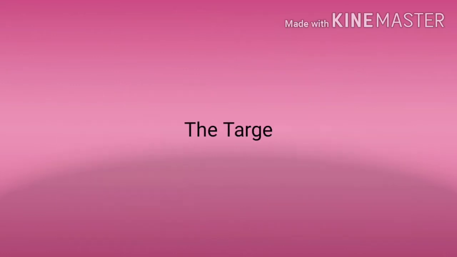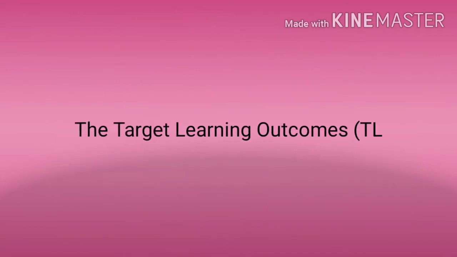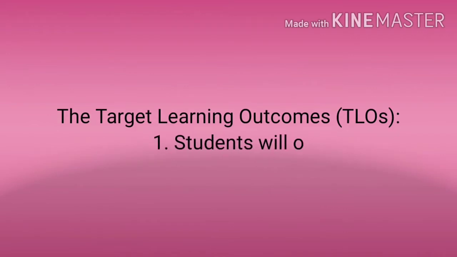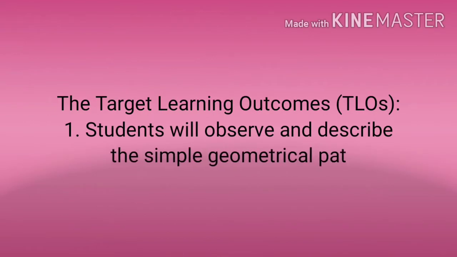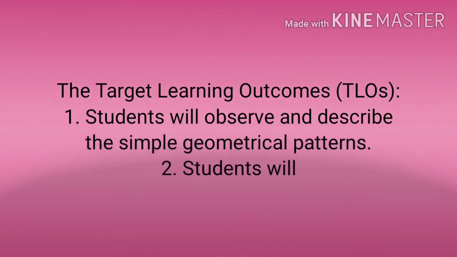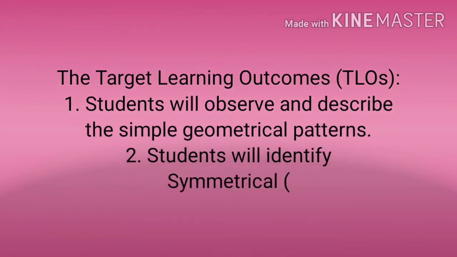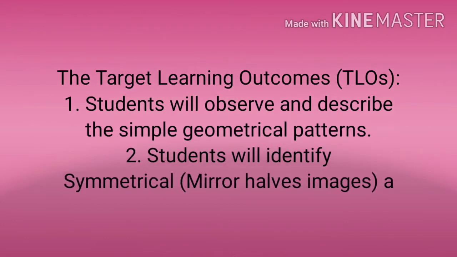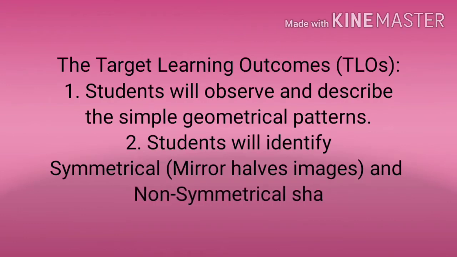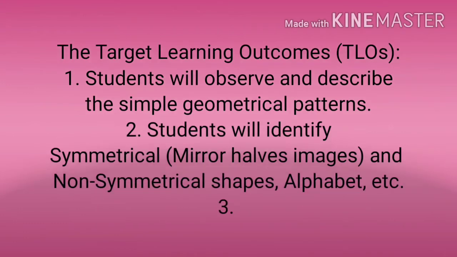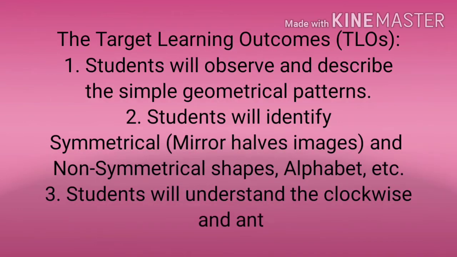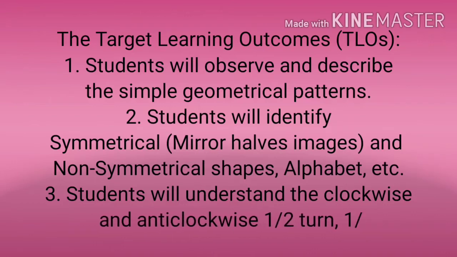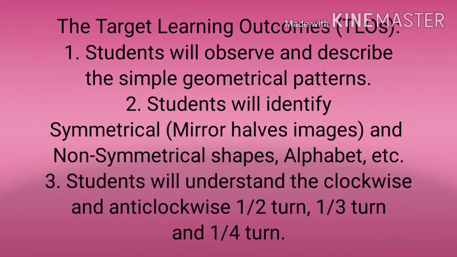The target learning outcomes of this chapter are: number 1, students will observe and describe the simple geometrical patterns. Number 2, students will identify symmetrical, meaning mirror halves image, and non-symmetrical shapes, alphabets, etc.